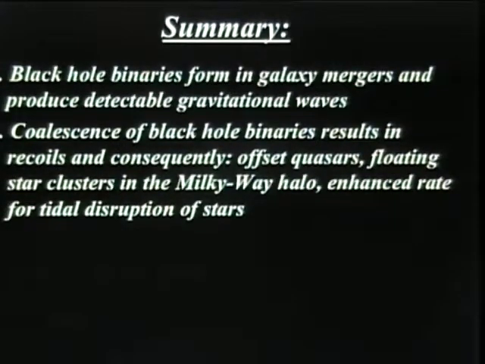And also, as the two black holes come together at larger distances, we can see evidence for dual black hole systems. Once they merge, there may be a recoil of the black hole that would lead to an offset quasar, a quasar that is offset from the center of the galaxy, both spatially and in velocity space. And of course, there should be a recoiled black hole.